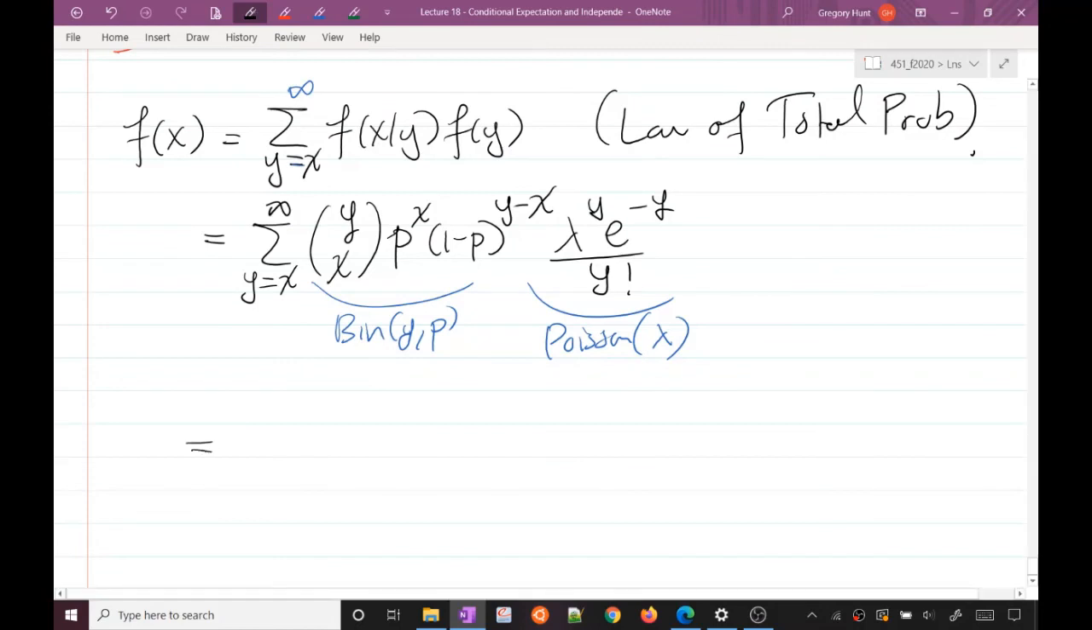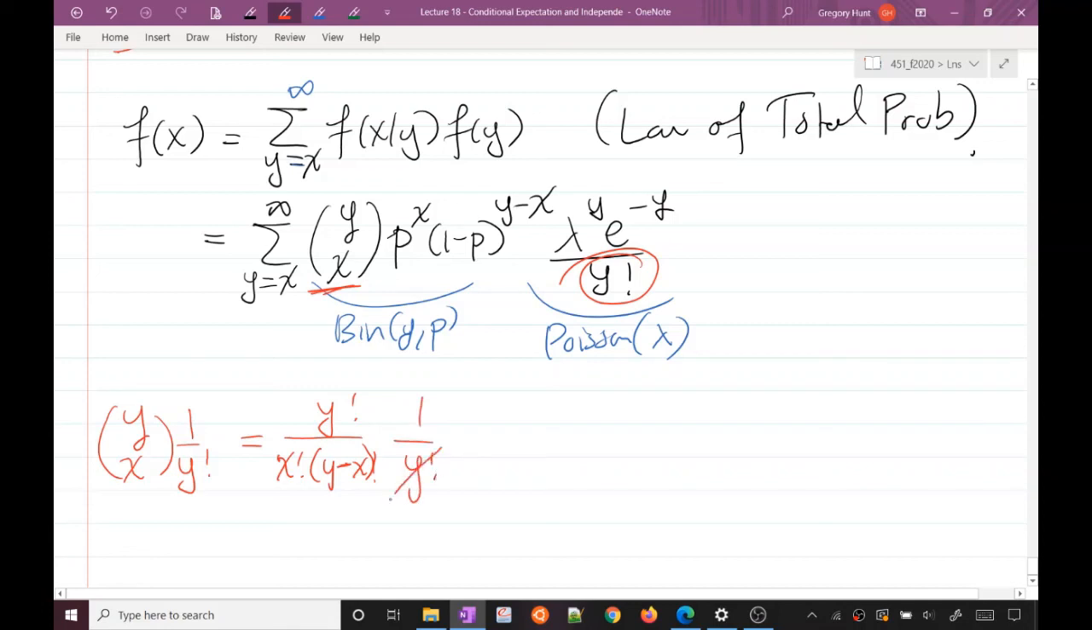So what do we want to do? First, I'm going to note that I can write y choose x times 1 over y factorial. So y choose x, and I have a 1 over y factorial here. That is equal to, y choose x is y factorial over x factorial times y minus x factorial. And then we have a 1 over y factorial. So I can actually cancel this out. So it's just 1 over x factorial, y minus x factorial.